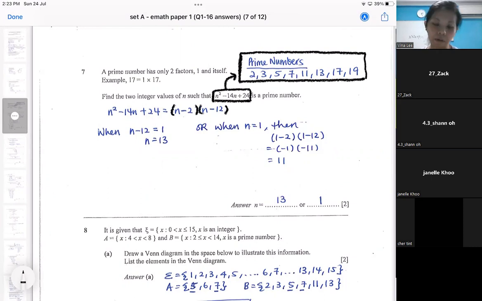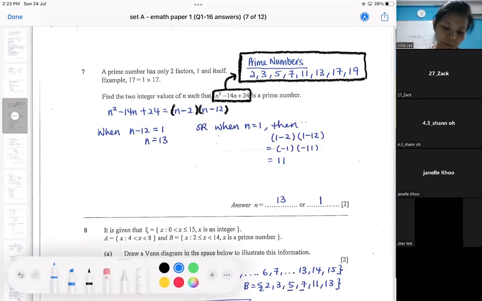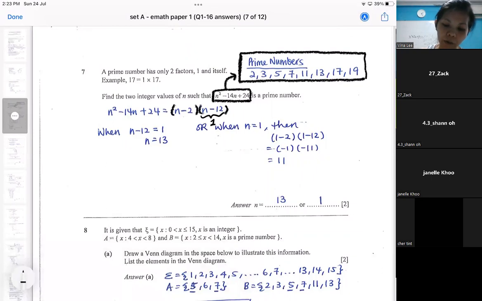So how are you going to do that? To me, I set each of them to 1. So this one can be equal to 1, because that's the definition of prime number. You must have 1 and itself. So that's the reason why I got n equal to 13 as my answer.